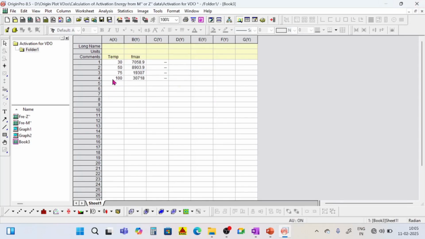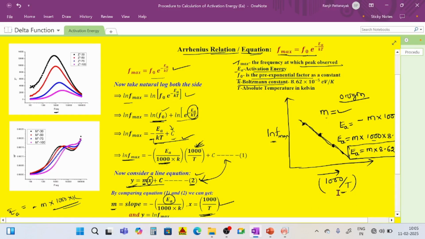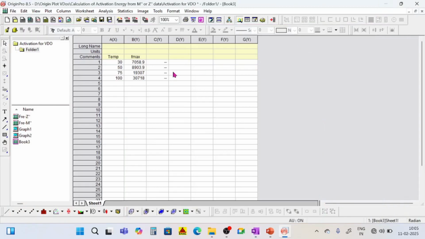Here the temperature is in degree centigrade format, but we need along x-axis 1000 by T, where T is in the Kelvin scale, right? So how am I going to convert it? Here I am going to write this column. I am going to convert like this, 1000 by T K in Kelvin.